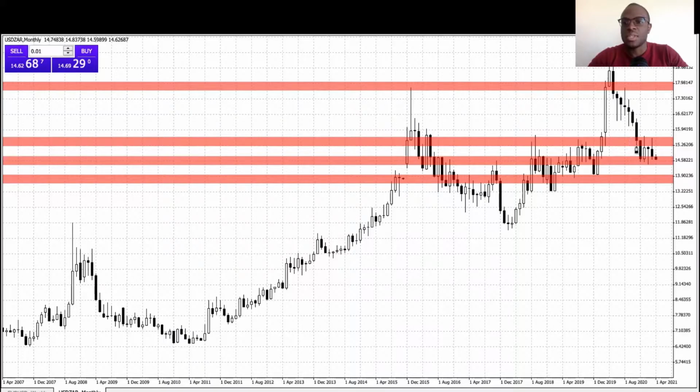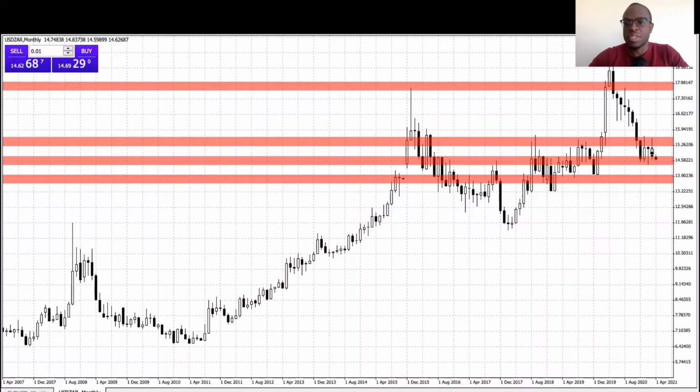We can also notice that upon retesting this zone as a resistance zone, the price formed a reversal pattern, which is an evening star with a bearish pin bar. So we can anticipate that the price is going to continue movement to the downside. And the other thing to note is that the price also formed a lower high.